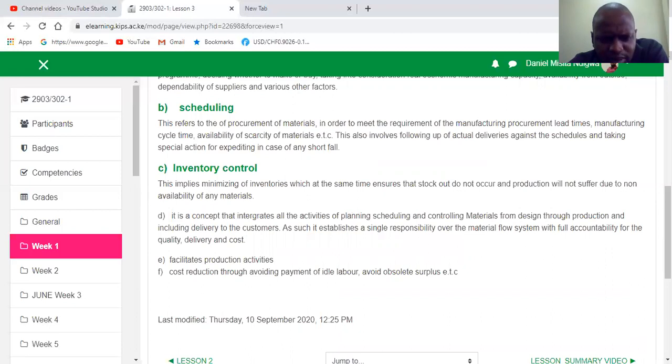Lastly, it facilitates production activities and also leads to cost reduction through avoiding payments of idle labor. So you're able to control all those. In case you have any questions or any query, you can always feel free to ask.